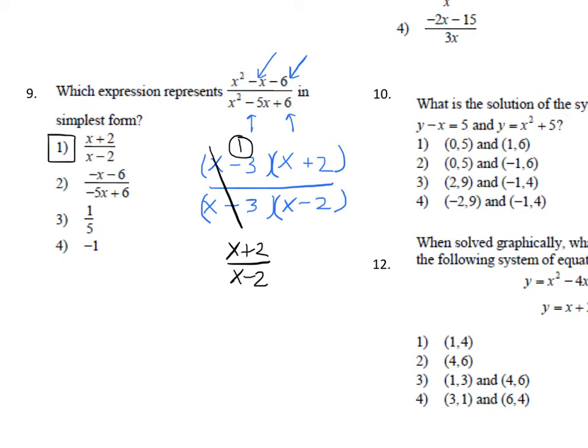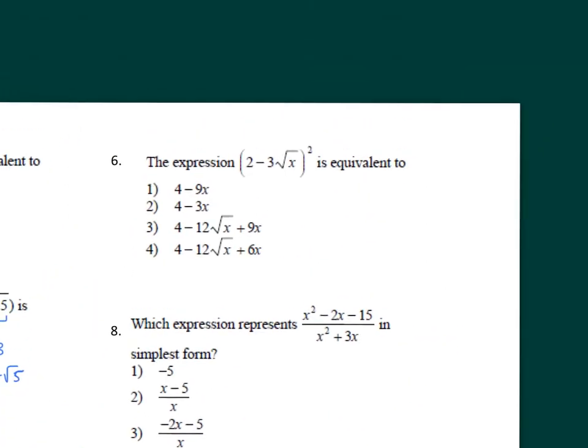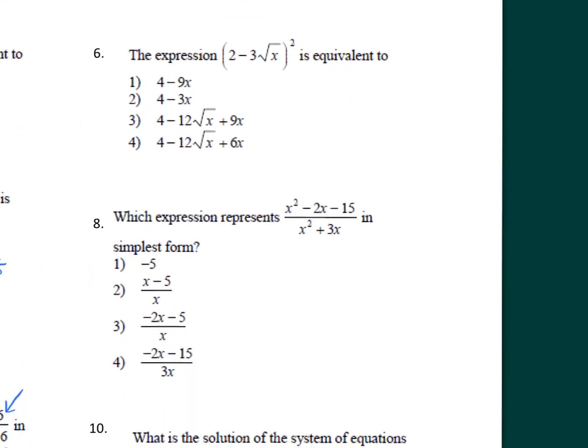All right, so here we go. We're going up to number 6. Number 6 may look a little tricky. The big thing is you want to be able to write it down correctly at the start of the problem. So I am going to write 2 minus 3 radical x. I'm going to write it twice because I see that it's squared.